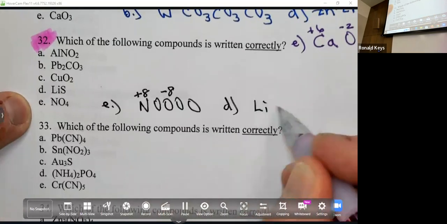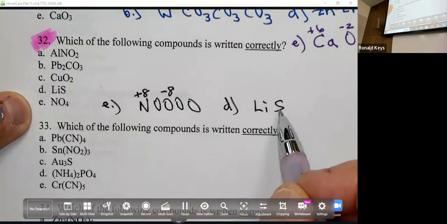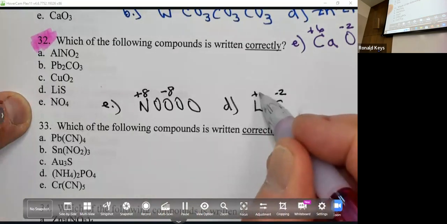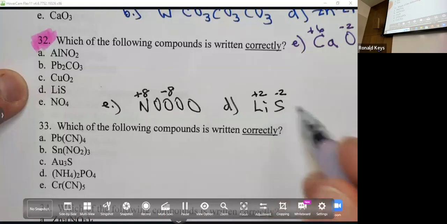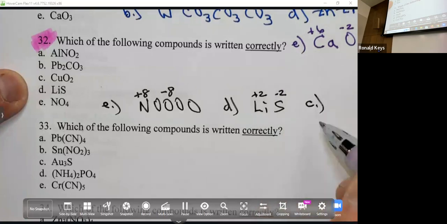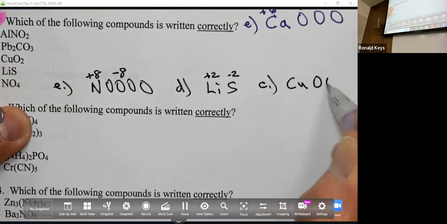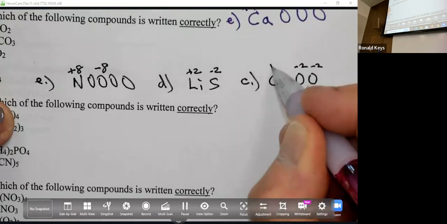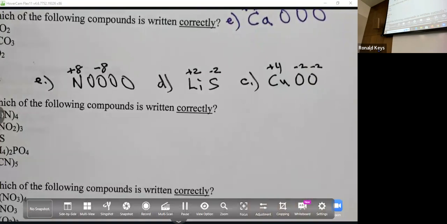Letter D, you have Li2S. What's the charge of sulfide? Sulfide, negative two. That means lithium would have to be a plus two, and lithium is only positive one. So that's junk. Let's do C. When you do C, you've got CuO2 at negative two, negative two. That would make copper a four. No copper four, correct?